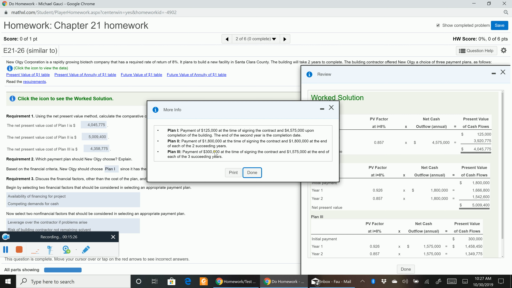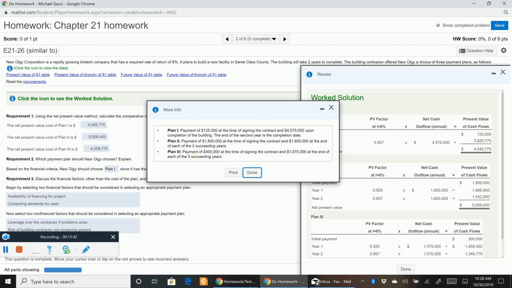Or we can choose Plan 2. We can pay $1.8 million today and pay $1.8 million at the end of each of the next 2 years. So at the end of year 1, $1.8 million, the end of year 2, $1.8 million.